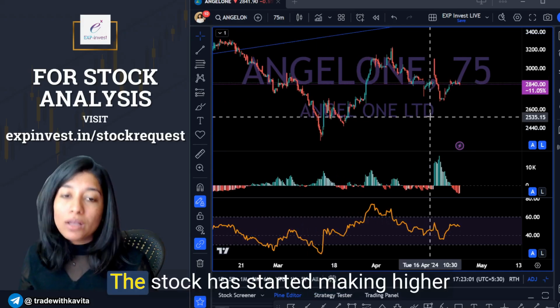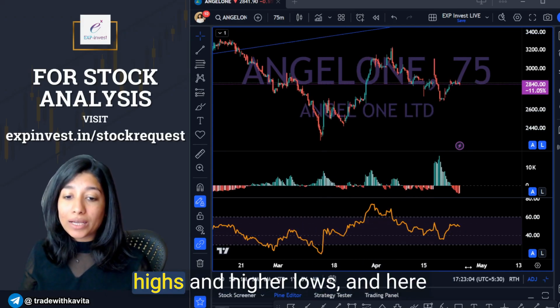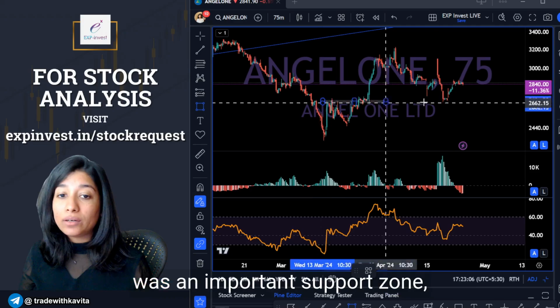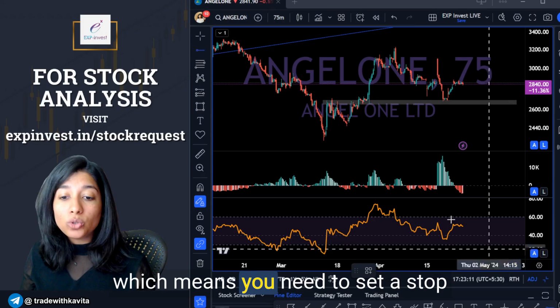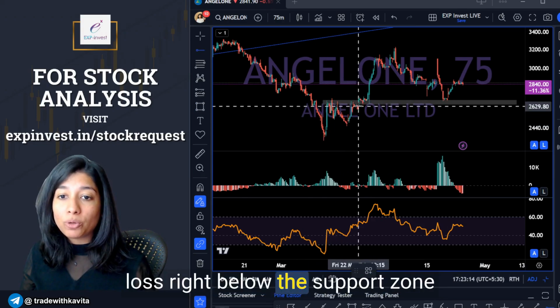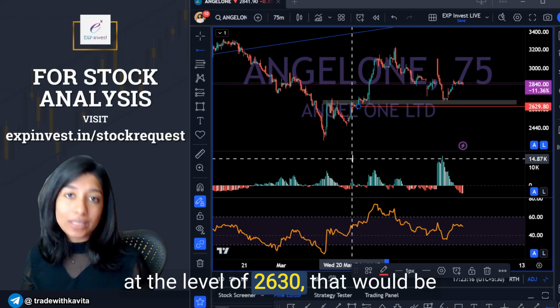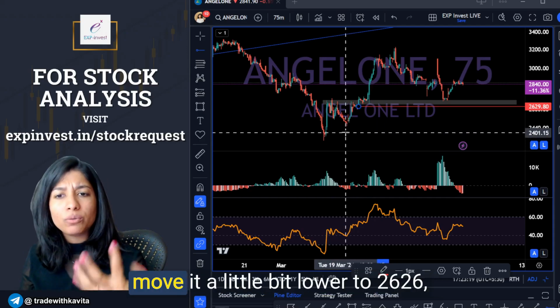That being said, the stock has started making higher highs and higher lows, and here was an important support zone which the stock has respected, which means you need to set a stop loss right below the support zone at the level of 2630. That would be a stop loss. To be a little bit safer, move it a little bit lower.